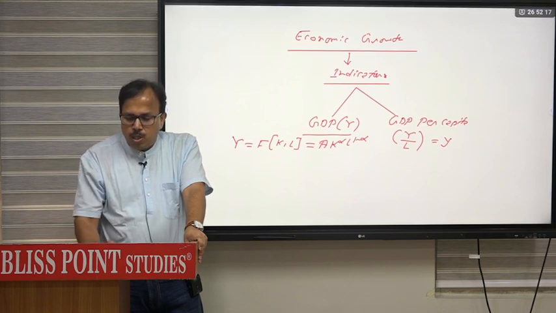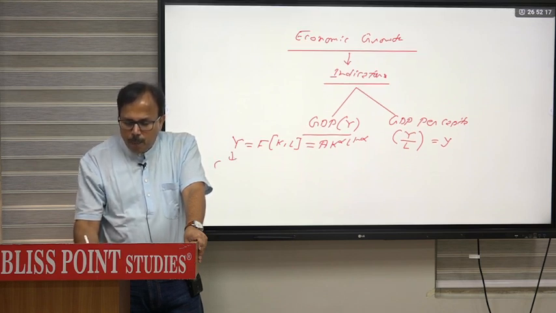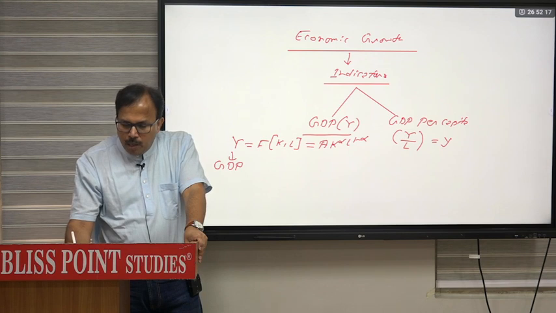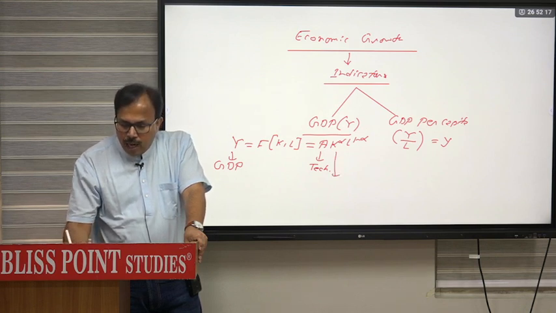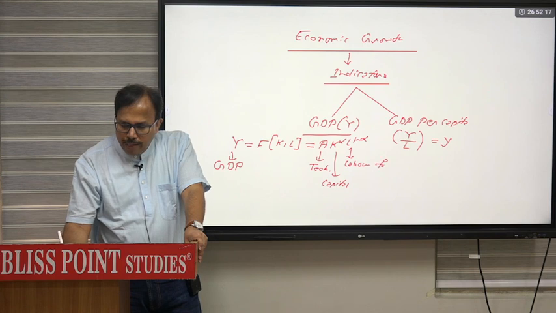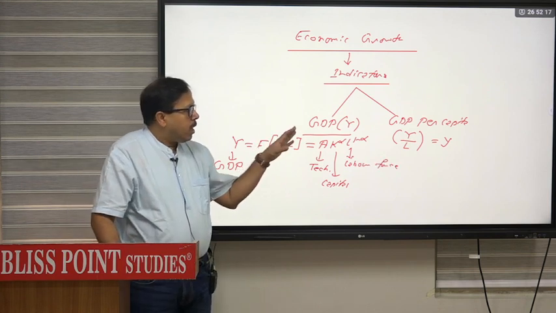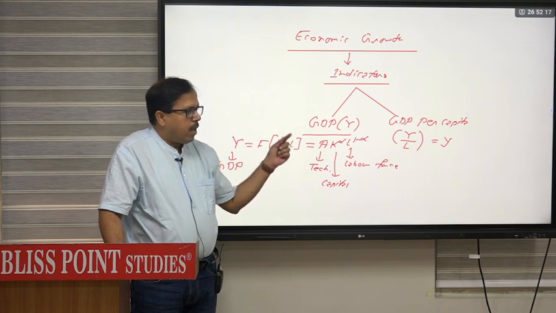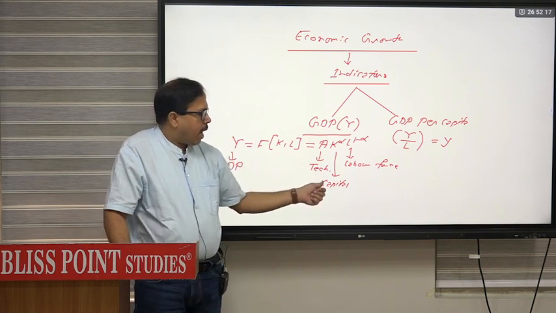But as per this equation, Y is basically GDP, then GDP depends upon A, where A here stands for technology. GDP depends upon capital stock, and GDP depends upon labor force. So the model which we will be starting with says that GDP is determined by the interaction between technology, capital and labor force.